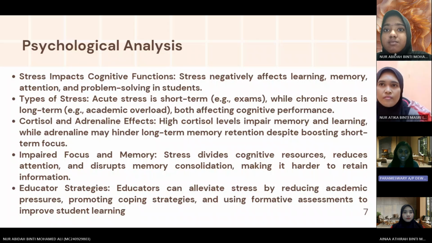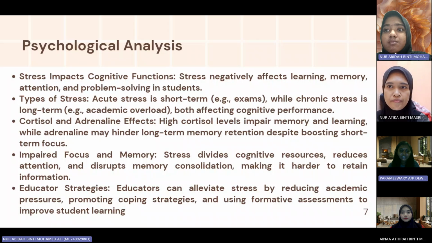For psychological mechanisms, high cortisol level impairs the hippocampus, affecting memory and learning. Adrenaline helps short-term focus but can impair long-term memory. Impact on learning, impaired attention and focus. Stress divides cognitive resources, making it hard to focus. And reduce information processing. Stress impairs working memory and encoding. Decrease problem solving. Chronic stress hinders problem solving.